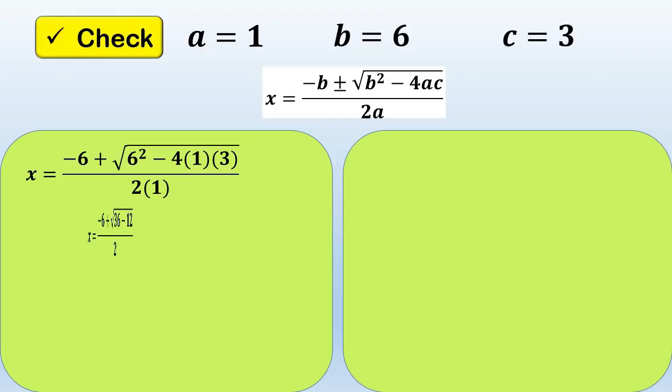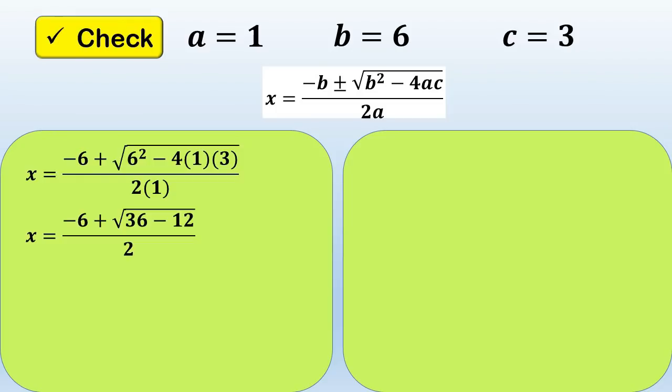So x is equal to negative 6 plus square root of, simplify, 6 squared is equal to 36, minus 4 times 1 times 3, which is equal to 12, over 2 times 1, which is equal to 2. Okay, so we now have negative 6 plus square root of 36 minus 12 over 2.